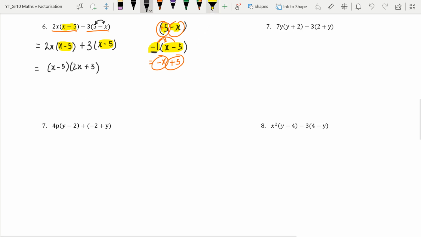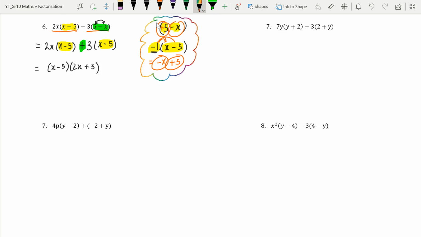So let's just quickly recap using the shortcut. When I want to swap my brackets around, my 5 and my x, the sign in front needs to change. And then I can do that because it works. It works because we took out a common factor of negative 1. And that's why the sign changes, and that's why we can swap it around. Let's look at the next one.